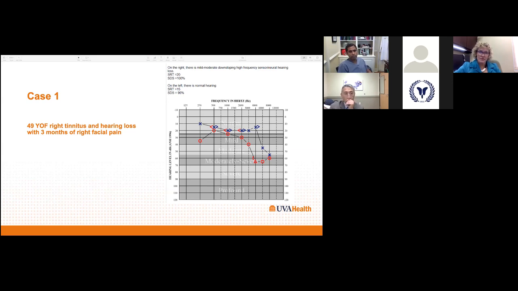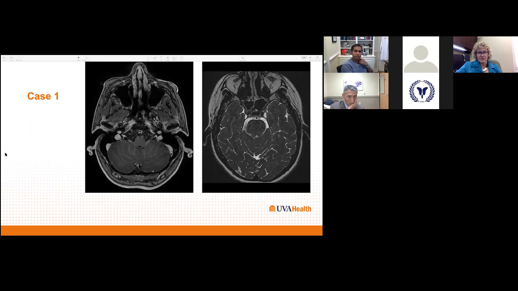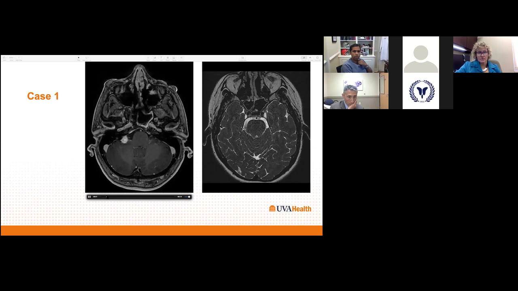I wanted to start with the first case, a 49-year-old female who presented with right-sided tinnitus and hearing loss and 3 months of rather intense facial pain. In looking at the audiogram here, you can see that her speech discrimination score on the right side is 100%, and her recognition threshold is only 20 decibels, and so she has excellent hearing in that ear. I'm going to show you some imaging that she came with, and then I'd like to have a little bit of a discussion about what would be the initial management strategy for this patient.